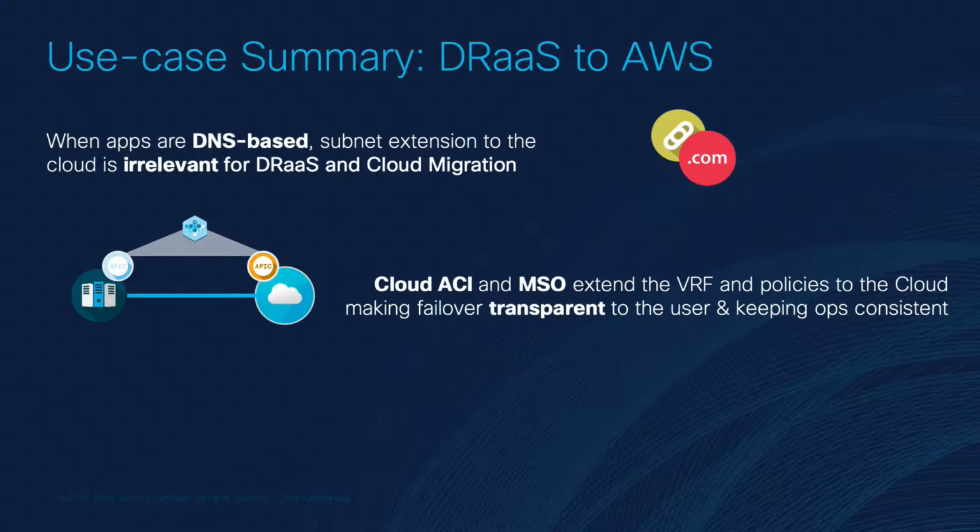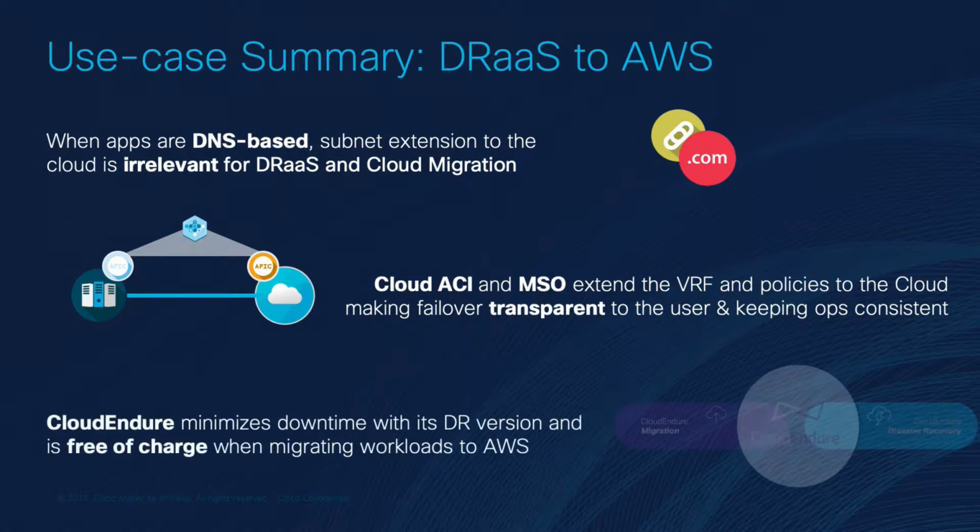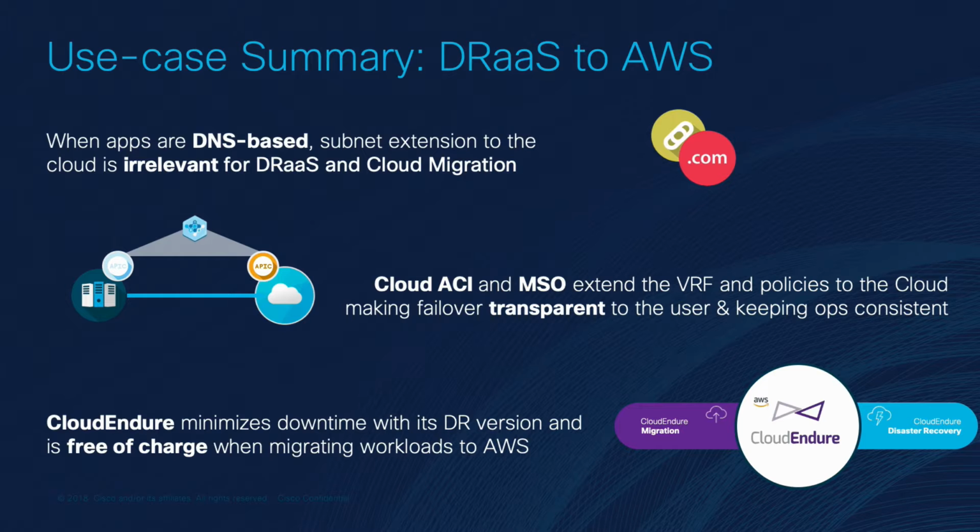The best part is that you're not sacrificing any cloud-native services nor suboptimal routing, as it sometimes happens with some proprietary solutions. It is also important to mention that if you are using tools like Terraform or Ansible to automate even further, MSO integrates seamlessly by providing you with a single provider or playbook that consolidates both on-prem and cloud networks. And last, CloudEndure can help you minimize downtime in a cost-effective way, and it can even be free of charge if you're migrating workloads to AWS.